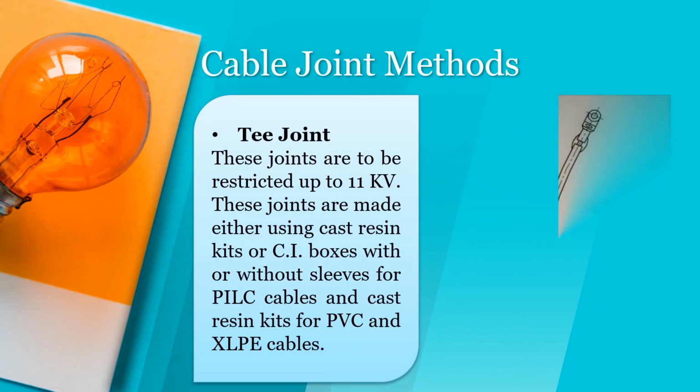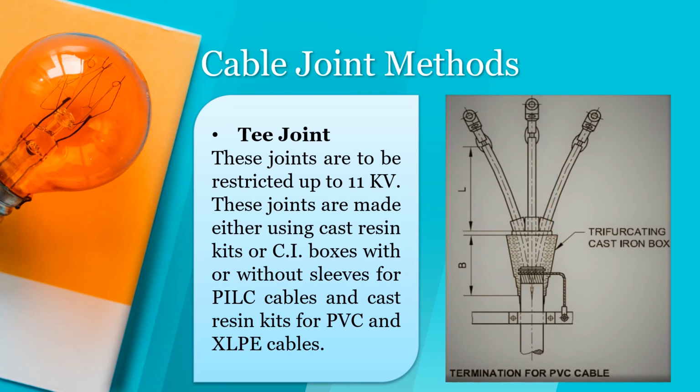T-joint. These joints are to be restricted up to 11 kV. These joints are made either using cast resin kits or CI boxes with or without sleeves for PILC cables, and cast resin kits for PVC and XLPE cables.